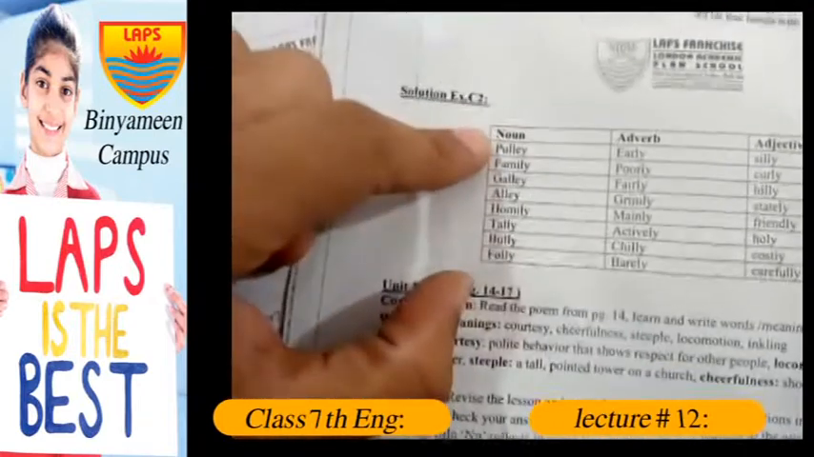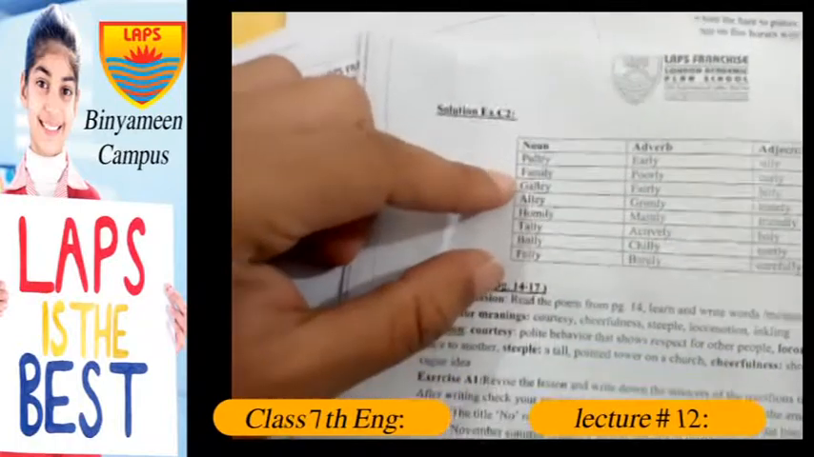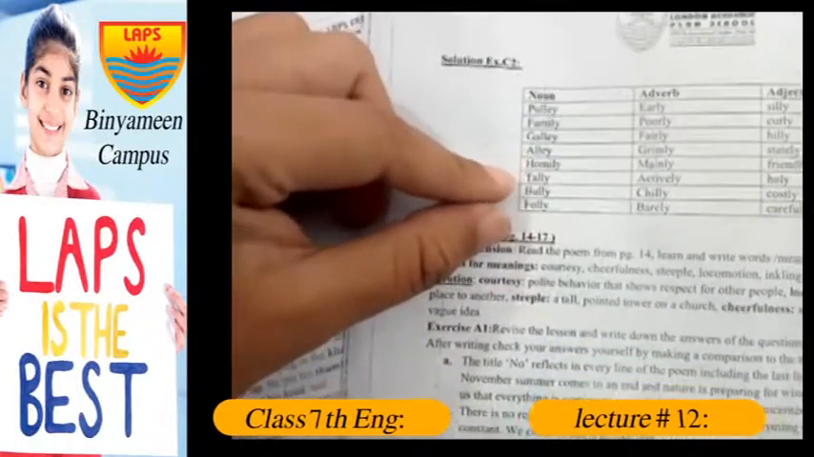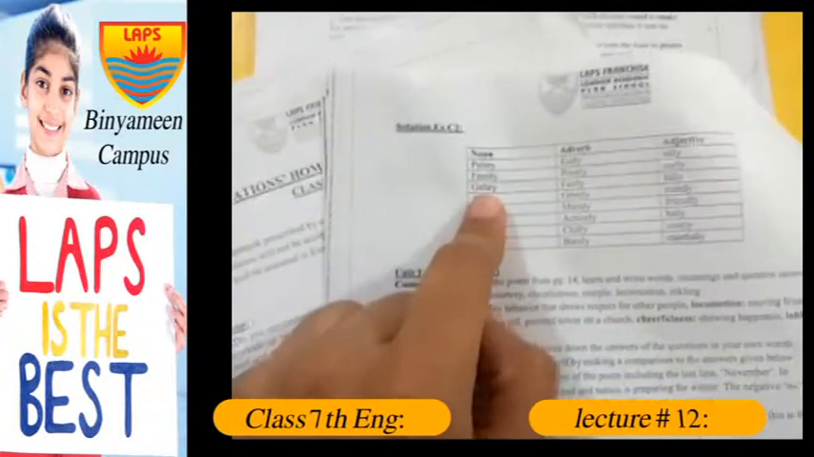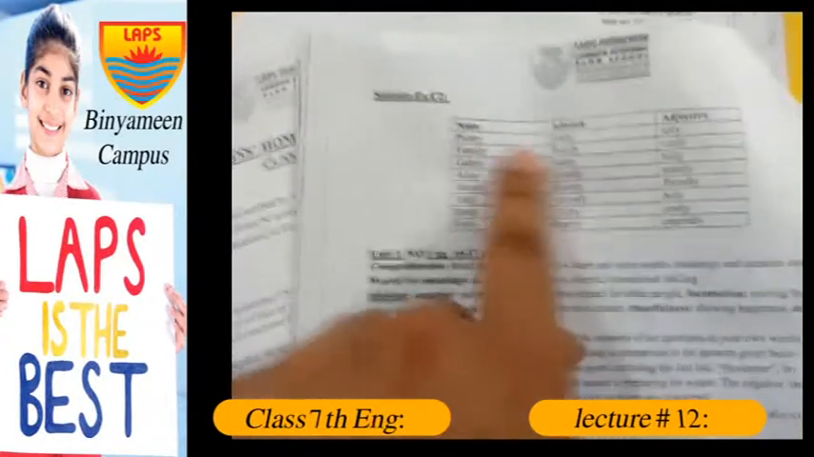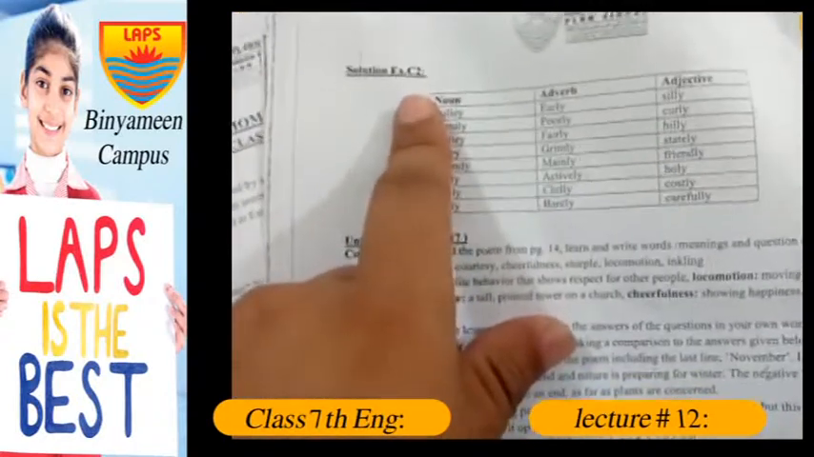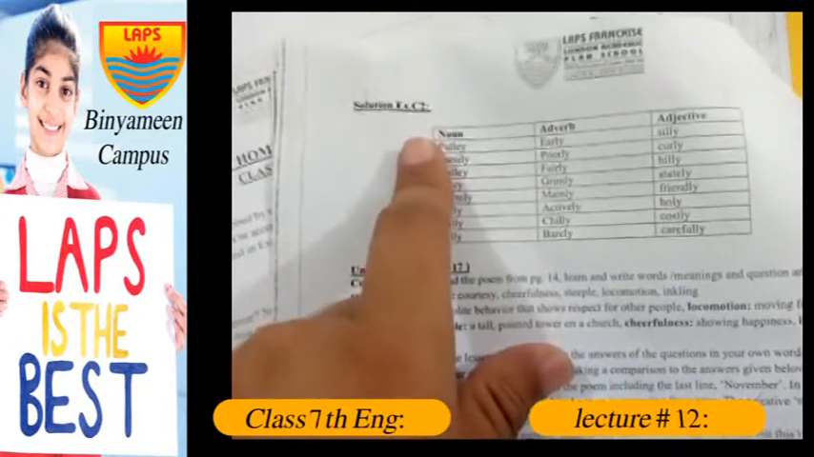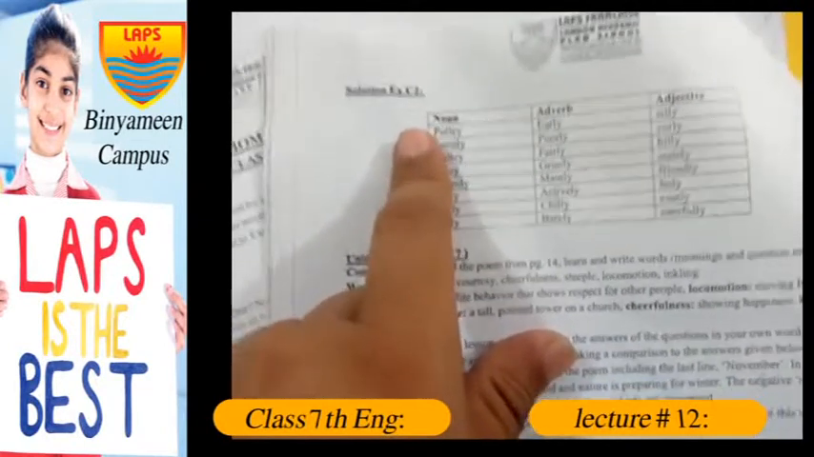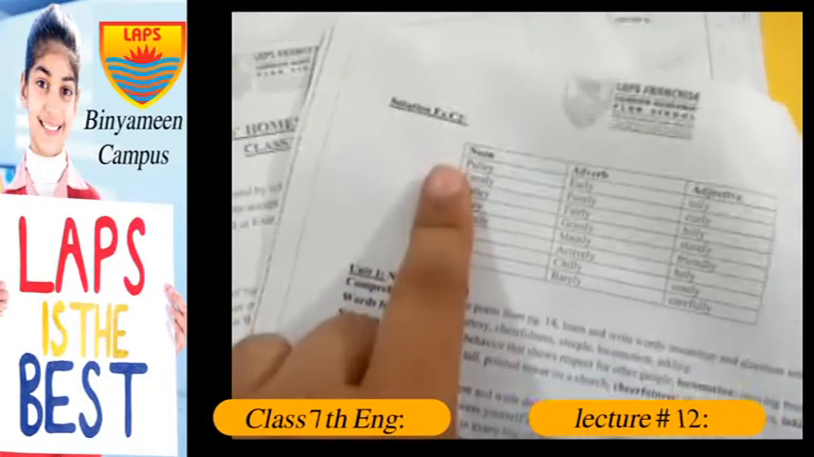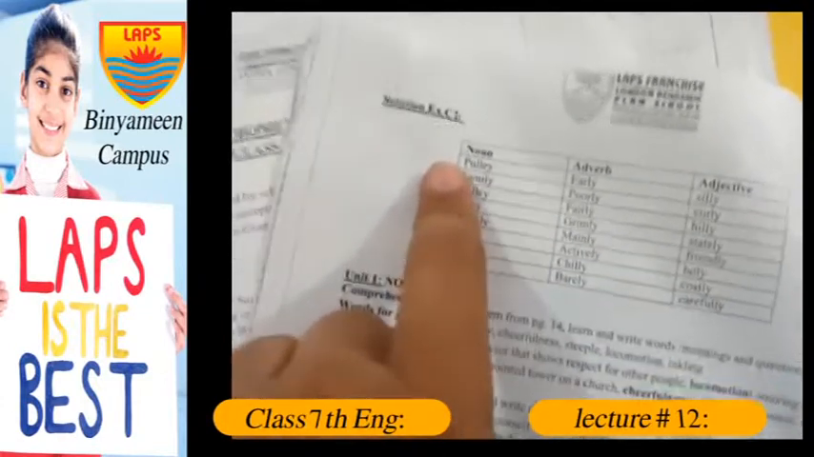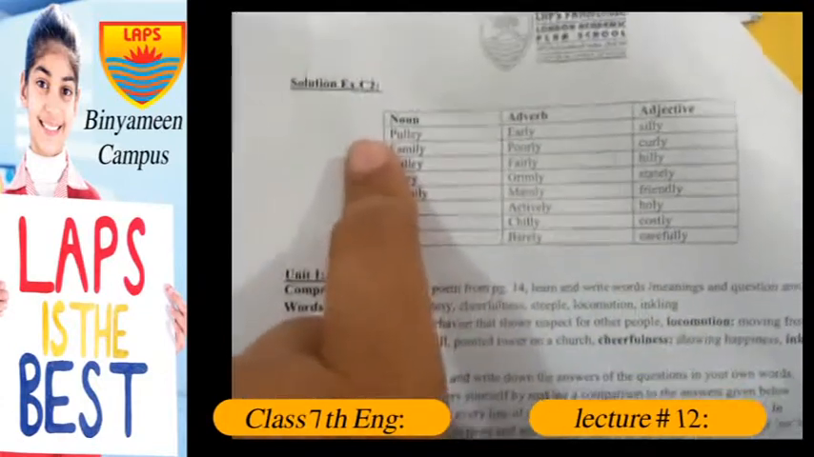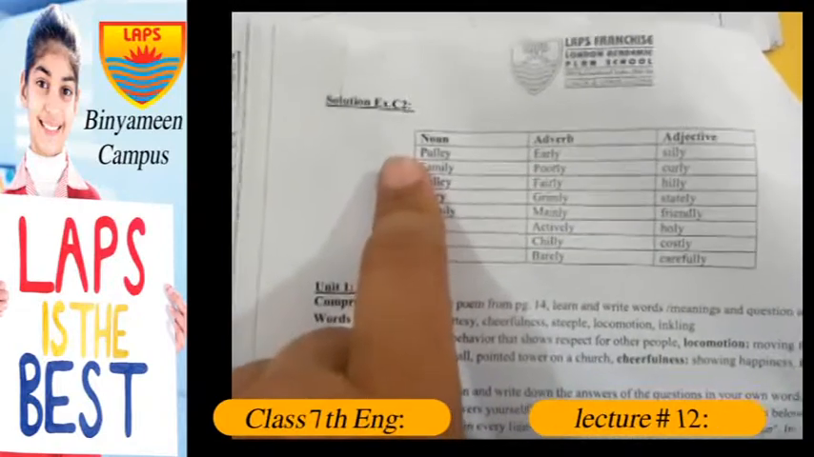The first list here says pulley, family, Gatly, Ellie, homily, tally, bully, and folly. These are all nouns. And for the adverbs, what are adverbs actually? Adverbs tell us the manner in which the verb is done. Adverbs are of three kinds: how adverb, when adverb, and where adverb. Where the work is done, how the work is done, and when the work is done.